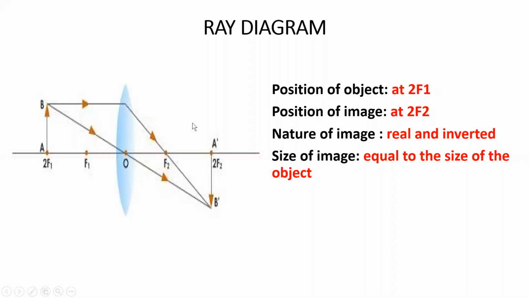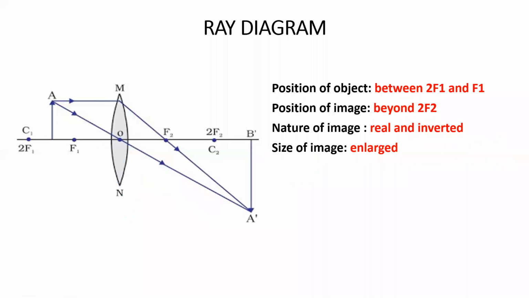Next is when the object is kept between f1 and 2f1. In this case, you will see that the image is formed beyond 2f2. The nature was real and inverted, and the size of the image is enlarged. Now it has become bigger, magnified. Magnified means this image is bigger than the object.